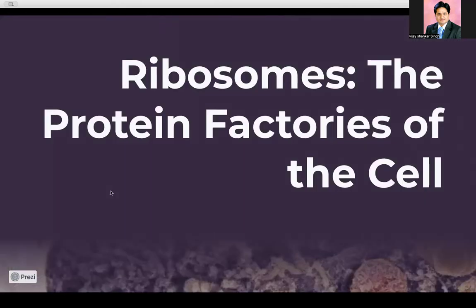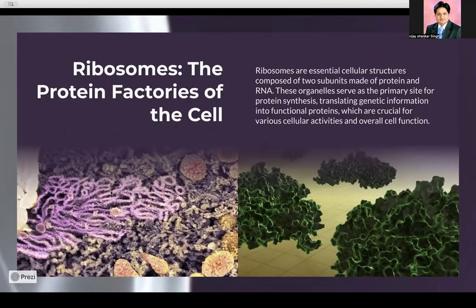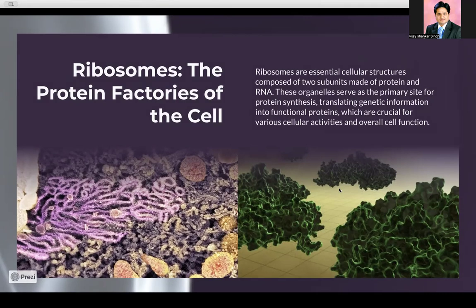Then comes the ribosomes. The ribosomes are the protein factories of the cell. They are essential cellular structures composed of two subunits made of proteins and RNA. These organelles serve as the primary site for protein synthesis, translating genetic information into functional proteins, which are crucial for various cellular activities and overall cell function.